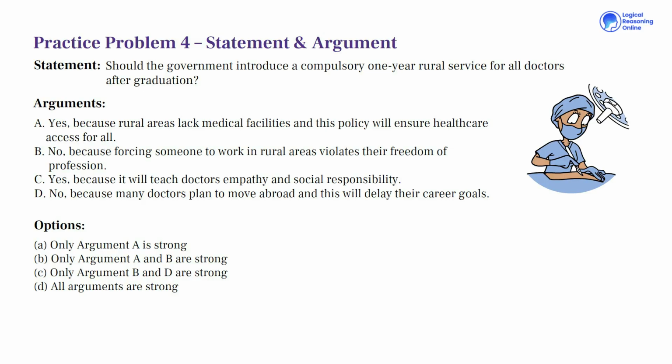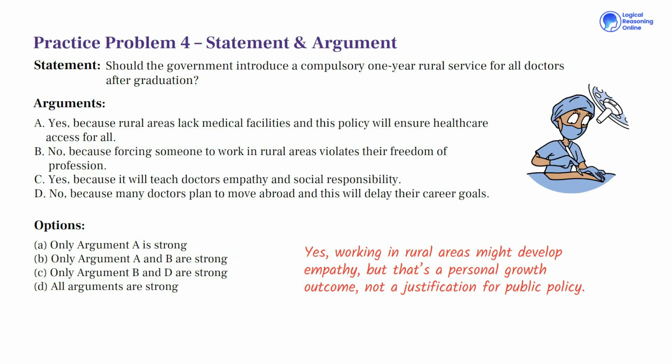Argument C. Yes, because it will teach doctors empathy and social responsibility. Okay, this one is well meaning, but we need to pause and ask, is this the right kind of reasoning for a government policy? The goal of such policy isn't to build character, it's to provide medical services for those who lack access. Yes, working in rural areas might develop empathy, but that's a personal growth outcome, not a justification for public policy. This argument feels emotion driven rather than logic driven.